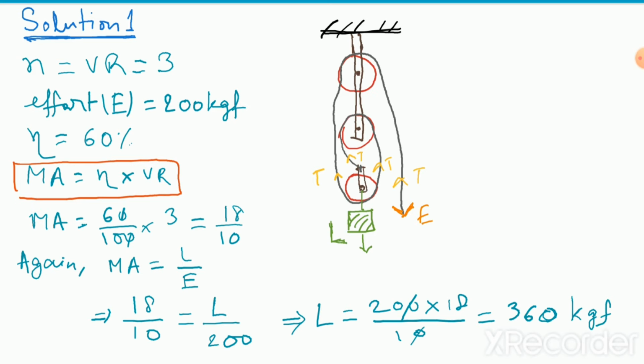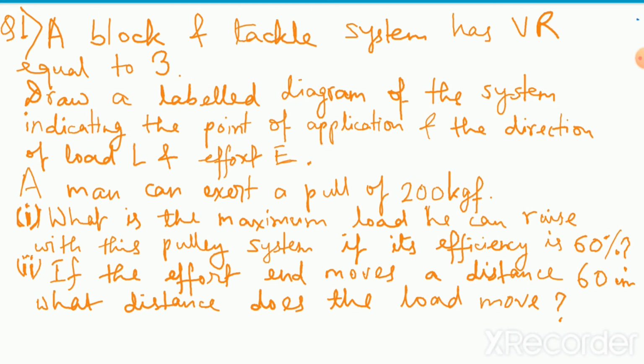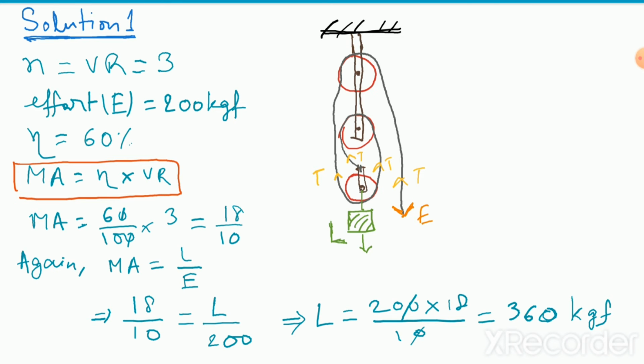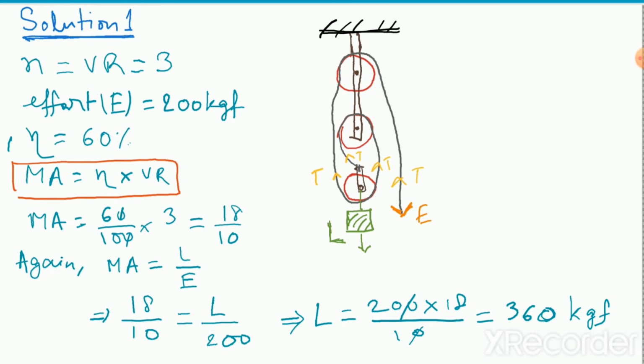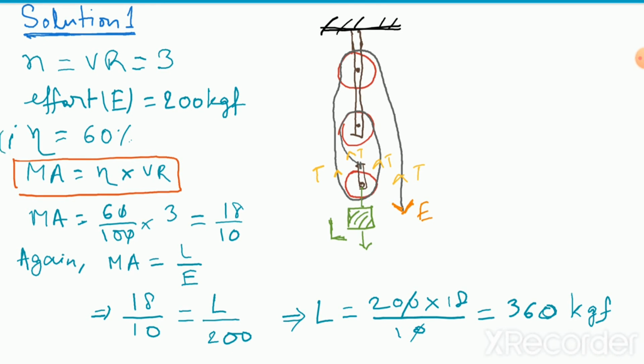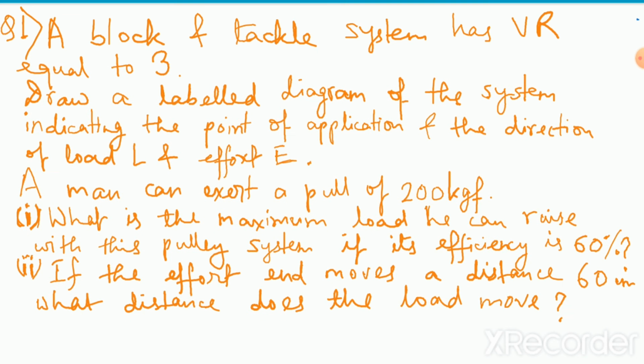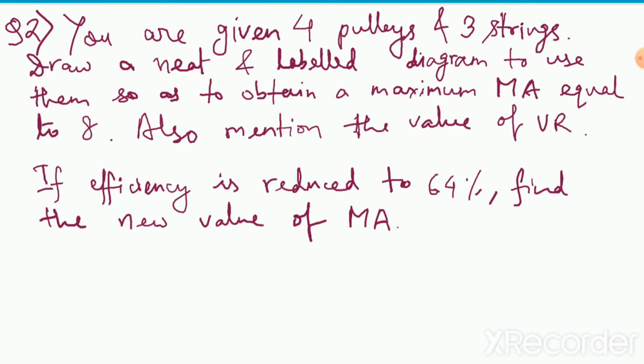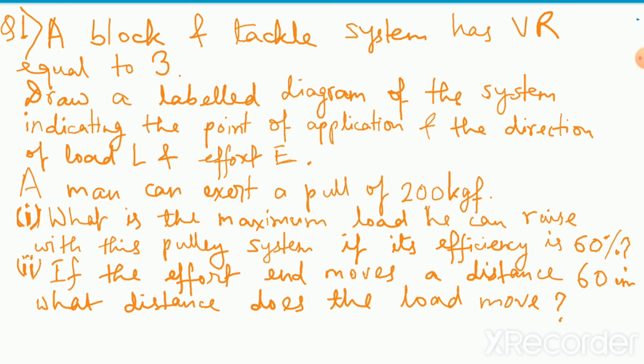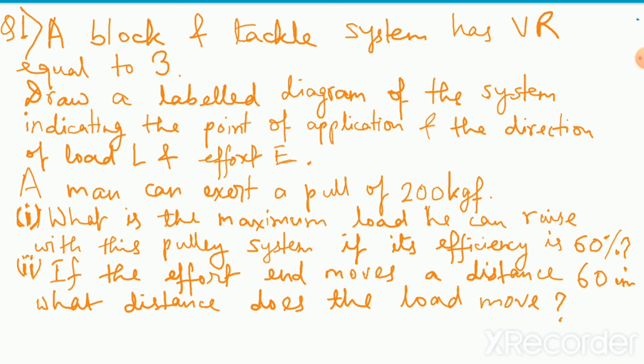Okay, now there is another part, the second part. So this was the first part, let me just mention this is part 1. And now what does part 2 say? If the effort end moves a distance of 60 centimeter, what distance does the load move? So part 2 of the problem is given as: the distance moved by the effort is 60 centimeter. Then we have to find out what distance the load moves.